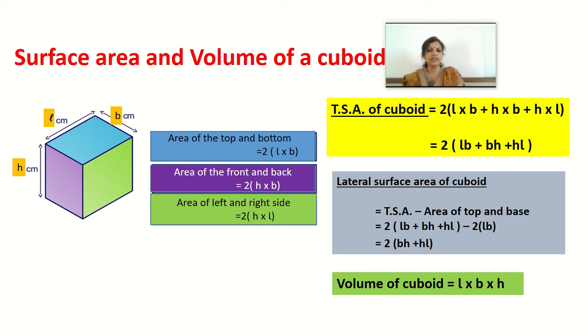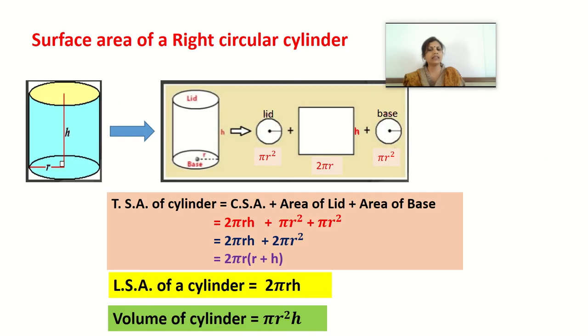Let's move towards the next solid figure, and that's right circular cylinder. Now why is it called a right circular cylinder? It's because the radius of the base of the cylinder is at right angle to the height of the cylinder, and that's the reason it is called the right circular cylinder.